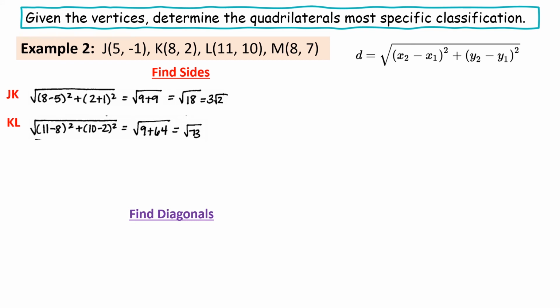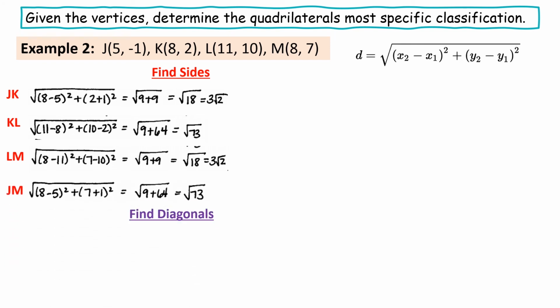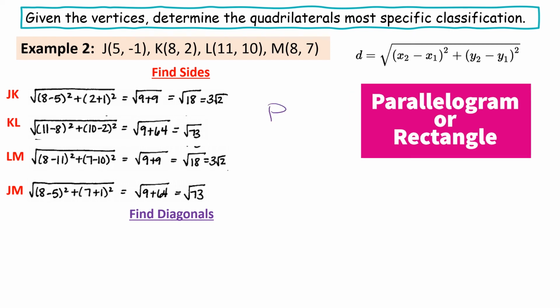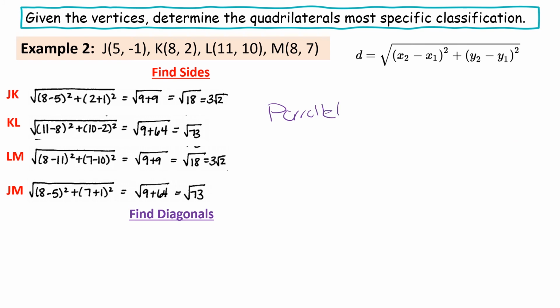We could not break that up. LM, we get 3 square root of 2. And for JM, we get the square root of 73. So we can see that, again, opposite sides are congruent, so we can conclude that it's either a parallelogram or a rectangle.